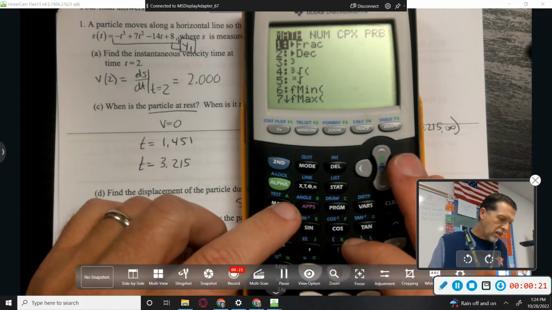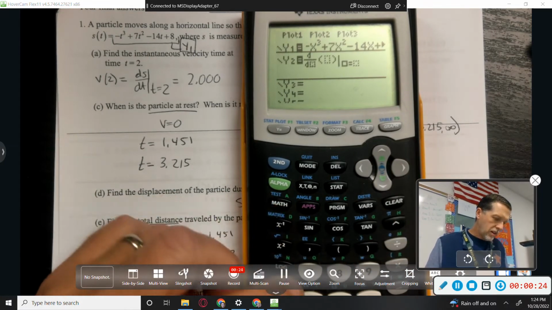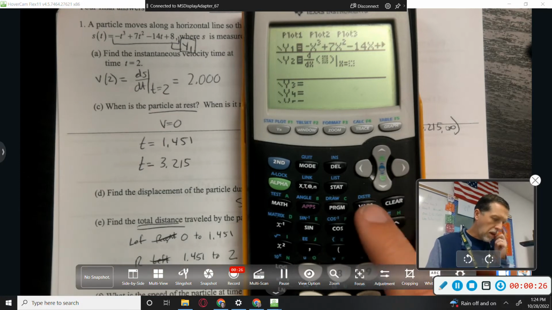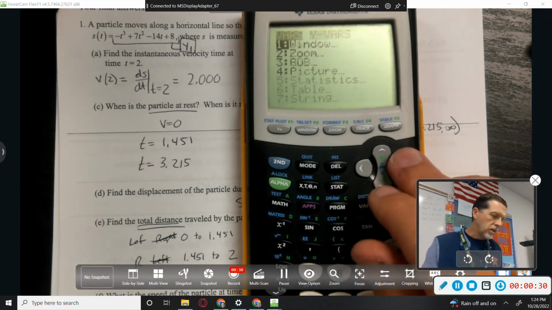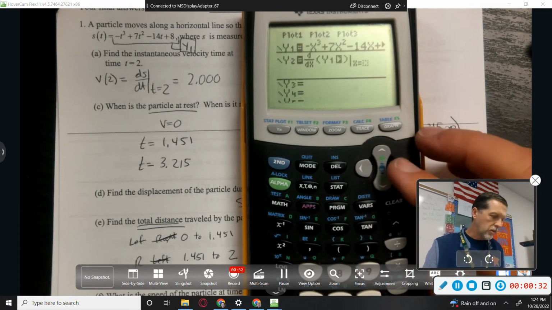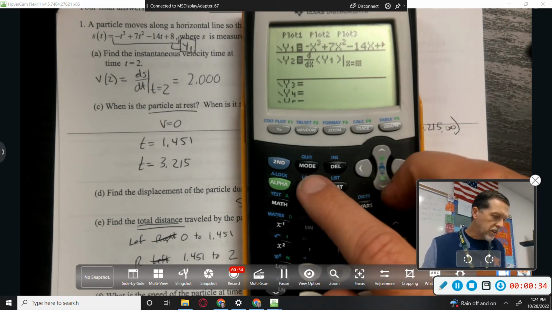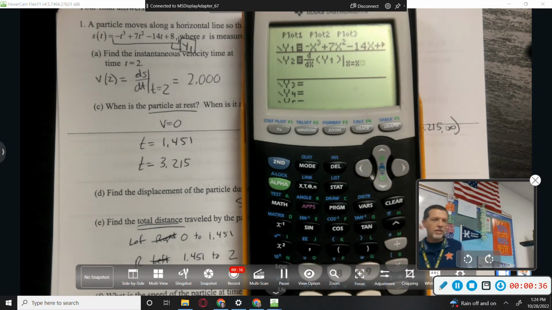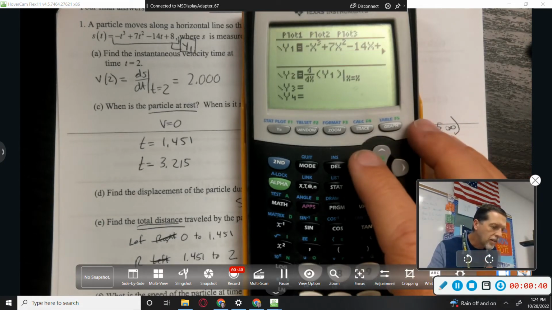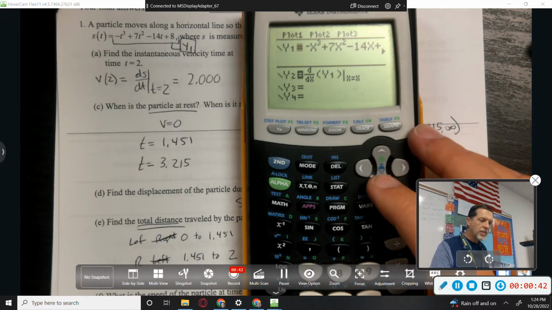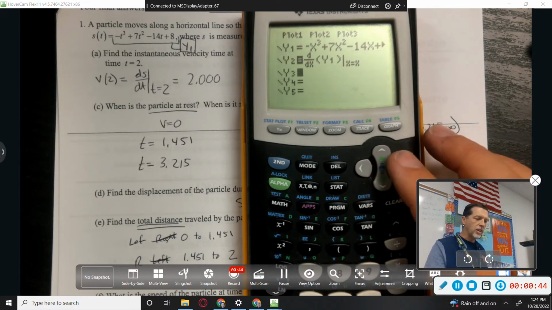Math 8. Take the derivative with respect to x of y1. I don't want to retype that whole thing. Vars, y vars, function, y1, when x equals x, because I don't want it at one spot, I wanted it at all the spots. And just to make this clear, I'm going to turn off the first graph, because I don't want to see the position, I just want to see the velocity.